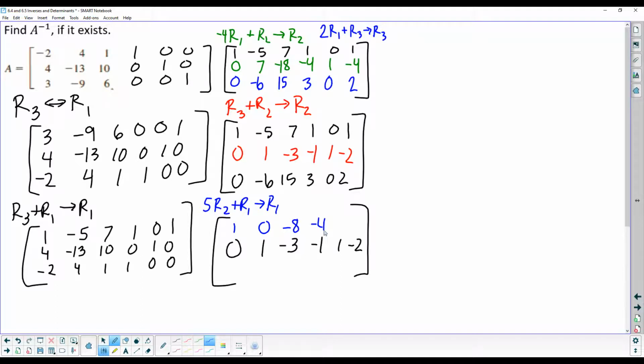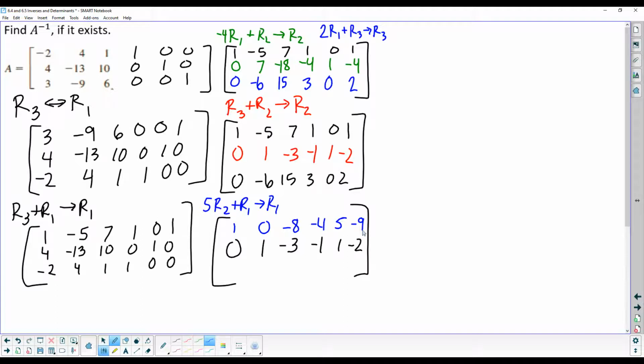But I'm only timesing by positive 5. I'm not timesing by negative 5. Okay, and then 5 times 1 plus 0 gives us 5. And then 5 times negative 2 is negative 10 plus 1 is negative 9. Is it negative 9 or positive 9? Negative 9? Okay. So that changed our top row.